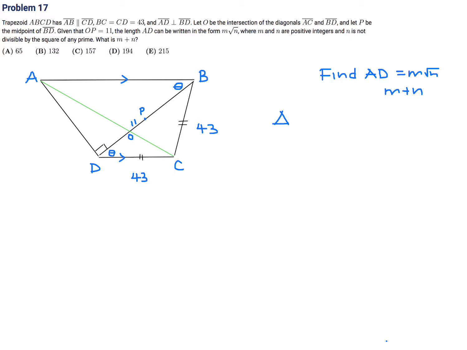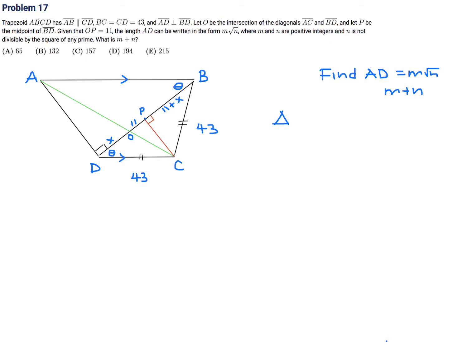Okay, so the first thing I'm going to do is draw a line from C to P. And that's going to be a perpendicular line. And that, because it's isosceles, chops BD in half. So for example, if the distance from there to there is, say, x, then that means this distance would be 11 plus x. It's got to be the same.